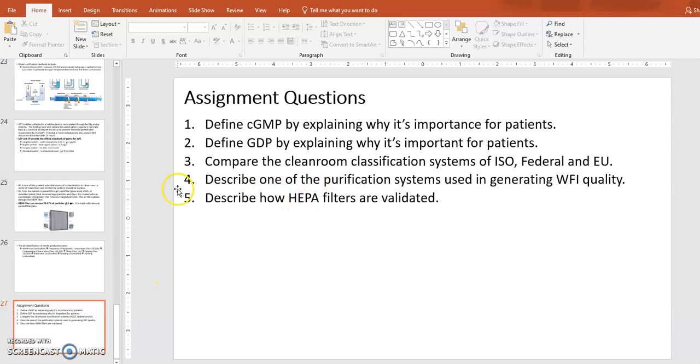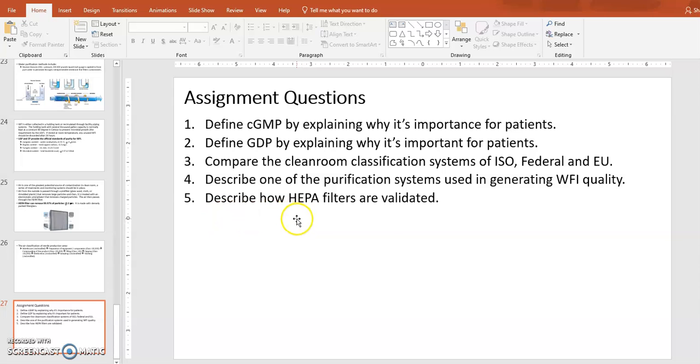Then describe one of the purification systems used in generating UFI quality. You may use distillation, reverse osmosis, ion exchange beds, charcoal filtration, or a pre-filter. There are so many kinds of purification systems. By combining them all, you can generate UFI quality, of course.